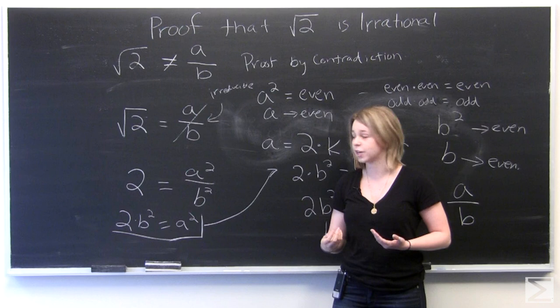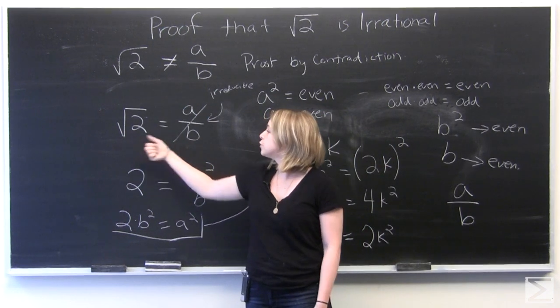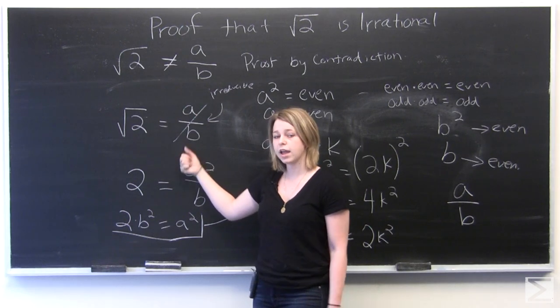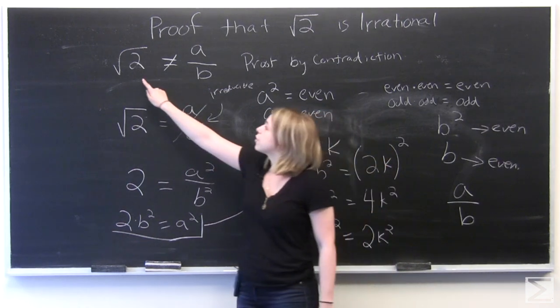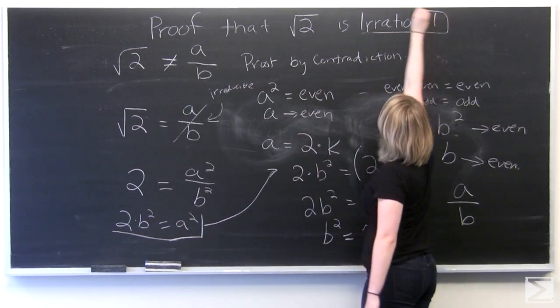Because we have a contradiction here, we know that our assumption was wrong. We assumed that the square root of 2 was able to be expressed this way, and now that we know that assumption is false, we know that the square root of 2 must be an irrational number.